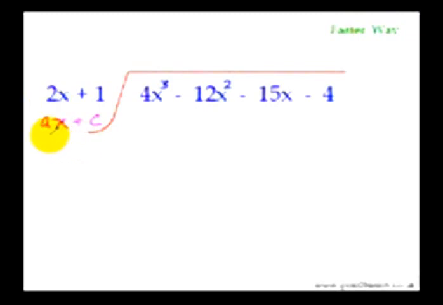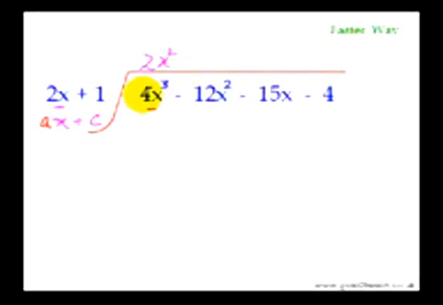So thankfully, the method will remain almost the same. It's just that one little extra step is going to get added. That's it. So let me show it to you. Like you always do, divide the first term of the dividend by the first term of the divisor to get the first term of the answer. 4x cube divided by 2x will give us 2x square.